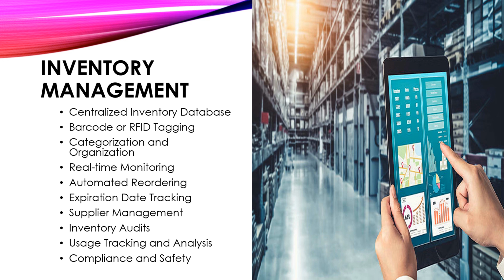Automated reordering. Set up automated reordering systems for frequently used items or those with predictable consumption patterns. This ensures that essential supplies are replenished in a timely manner, reducing the likelihood of shortages. Expiration date tracking: monitor expiration dates for perishable items such as reagents and chemicals. Implement processes to rotate stock and use older items first to minimize waste and ensure the accuracy of experimental results.